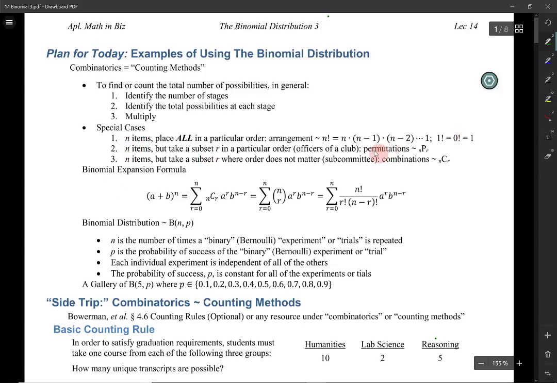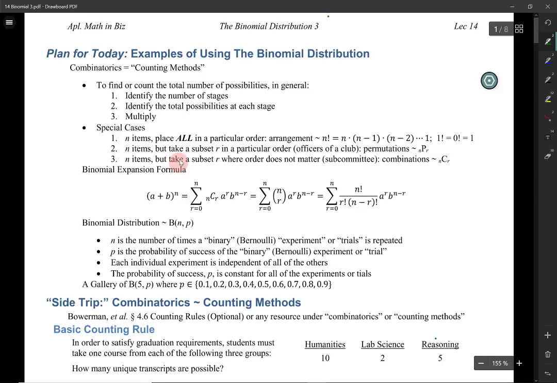Another special case is sometimes called the permutation. Basically you have n items, but instead of using all of them in the arrangement, you take some subset r and put them in a particular order. A typical example is officers of a club: the first one is the president, second the vice president, third the secretary, fourth the treasurer, and so on, however many specific places you have. That would be nPr.